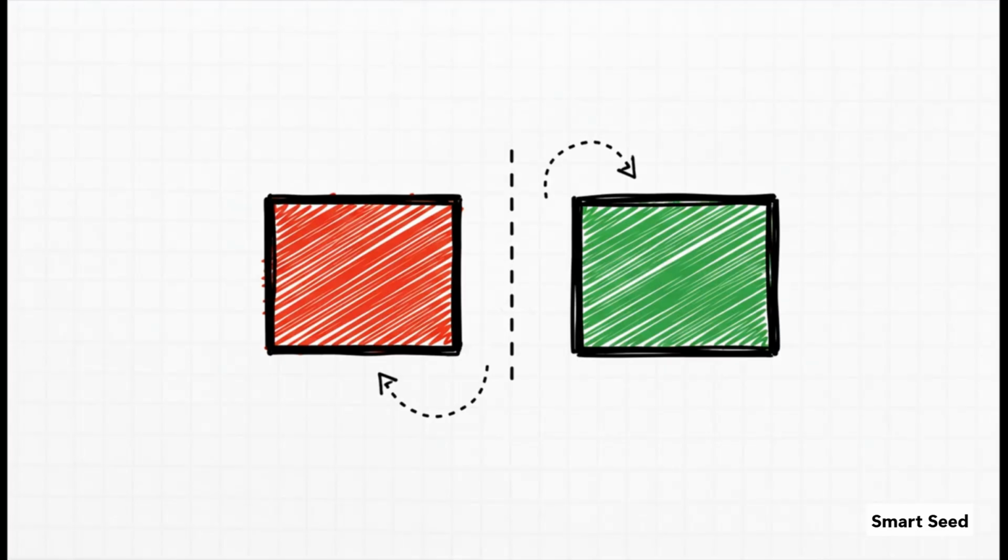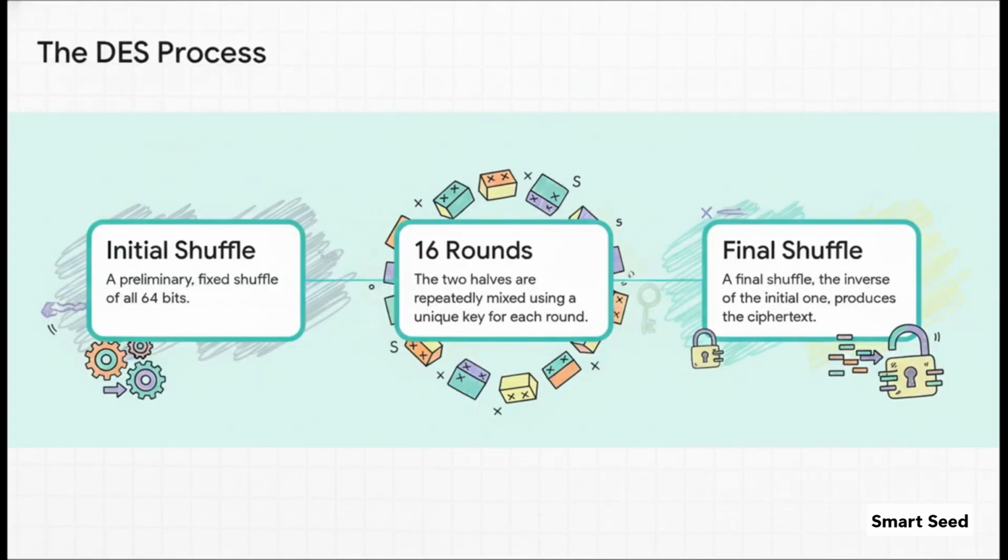Well, it all kicks off with a really simple division. That 64-bit block of your message gets split right down the middle into two 32-bit halves. And that simple split is what sets the stage for this really interesting dance between the two sides. The whole process basically happens in three main stages. First up, you've got an initial shuffle. They call it a permutation of all the bits. Then comes the real magic. 16, count them, 16 rounds of some seriously intense mixing and scrambling. And then finally, there's one last shuffle at the end to lock it all up into the final encrypted text.